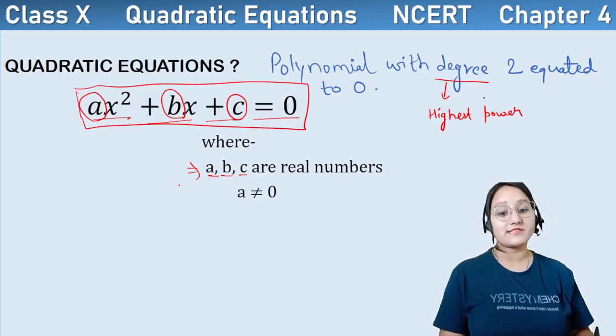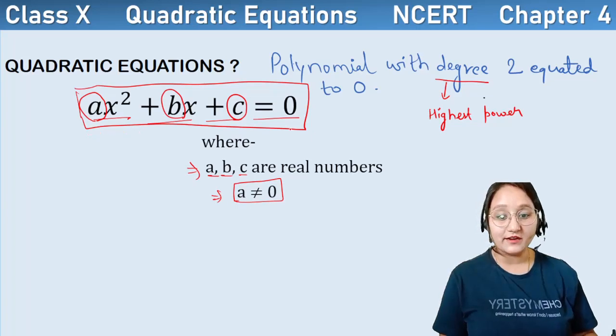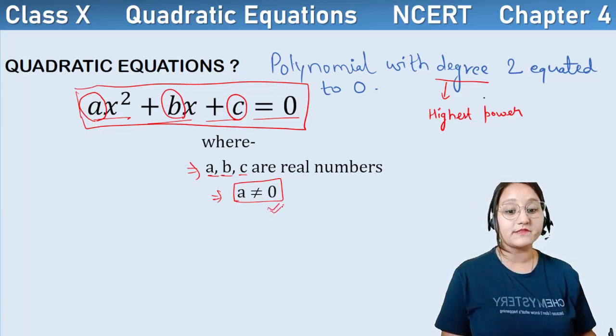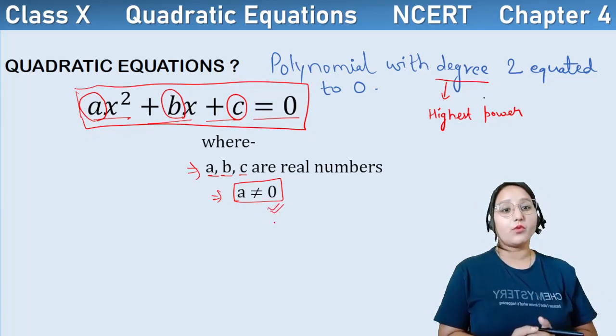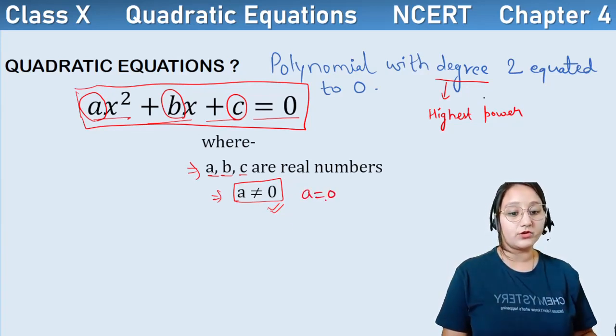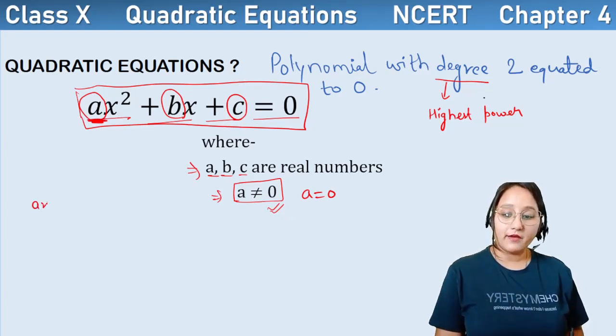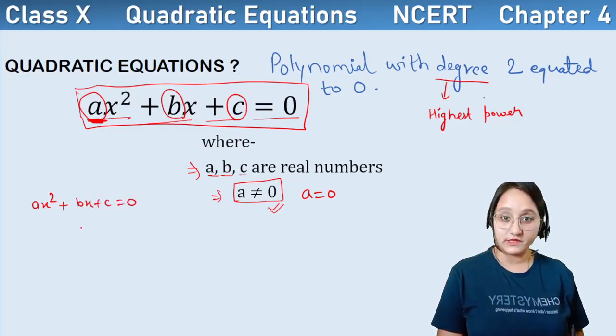And the second mandatory condition is that a must not be equal to 0 at any point of time. For this standard form, a must not be 0. Now tell me one thing, what would happen if this a were equal to 0? Let's check. We have the standard form of a quadratic equation as ax square plus bx plus c is equal to 0, right?